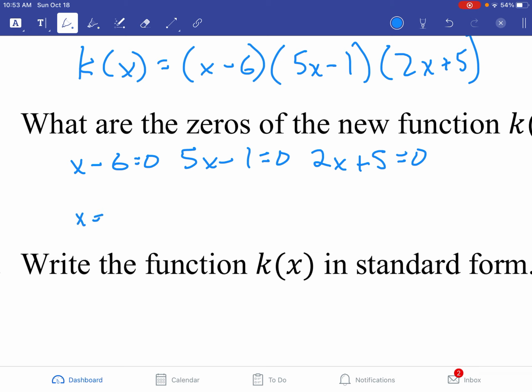And then solving. X equals, we're going to add 6. Next one, we're going to add 1 and divide by 5. The next one, we're going to subtract 5 and divide by 2.